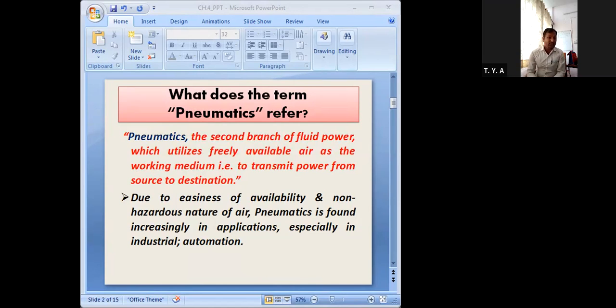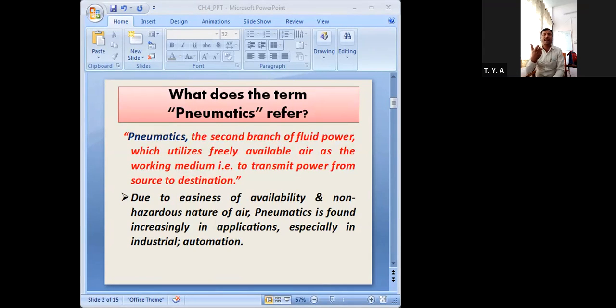Now let us start with the basic. That is, what does the term pneumatics mean? This term pneumatics has been derived from a Greek word. There is one Greek word called pneuma, P-N-E-U-M-A, pneuma.